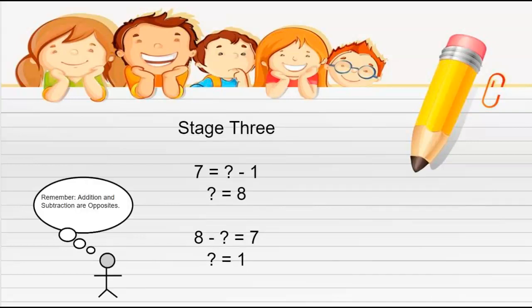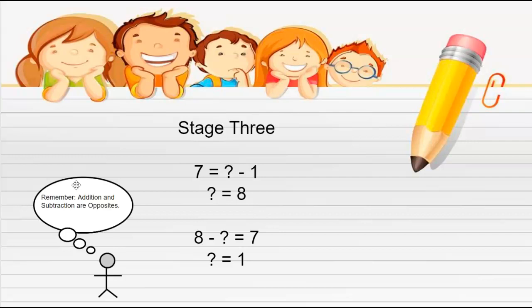The next one, stage 3. Remember, with our fact families, we know that addition and subtraction are opposites, and the big mathematician word for that would be inverse operations. Here again, sometimes I have my difference in front, and sometimes I have my difference at the end of the equation. So my first one is 7 minus something equals 1.